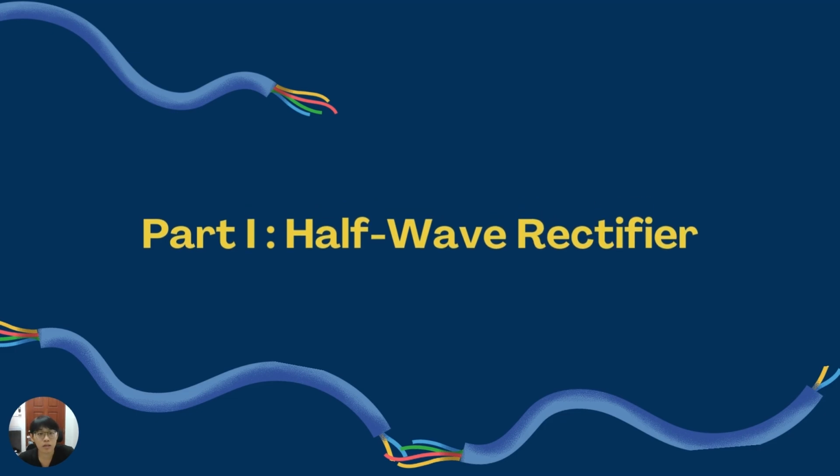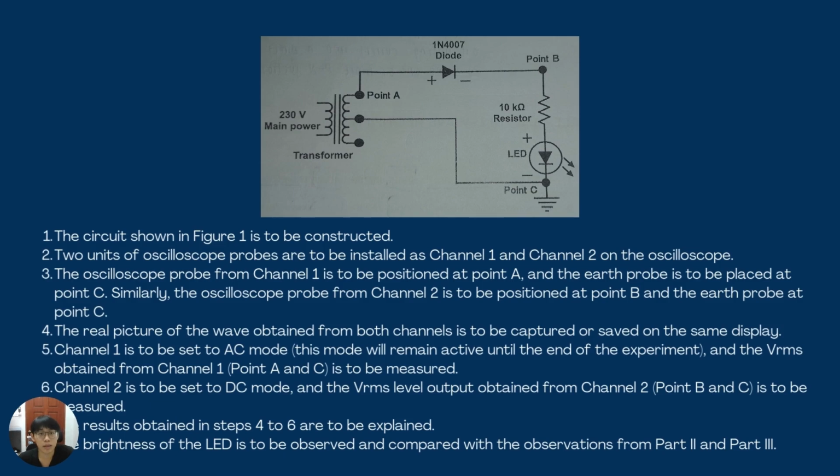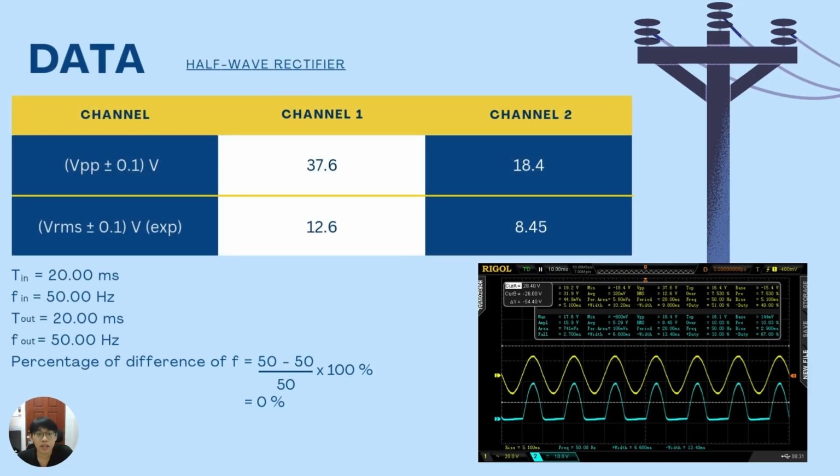For part 1, we are going to do the half wave rectifier without capacitor. In this part, we connect our circuit like this, and we measure the input voltage and output voltage by using the oscilloscope. This is the data we get from the experiment, and in the table we can see that channel 1 is the input voltage, and channel 2 is the output voltage.